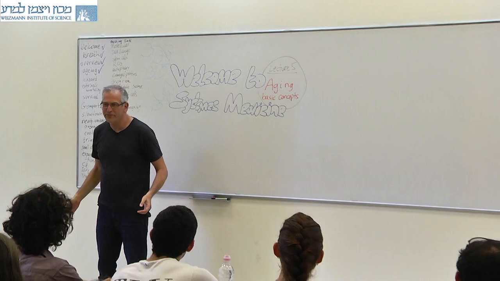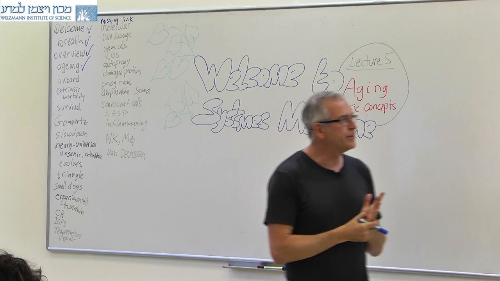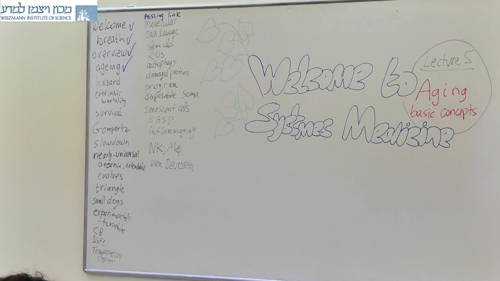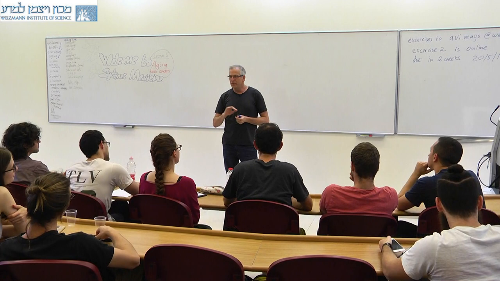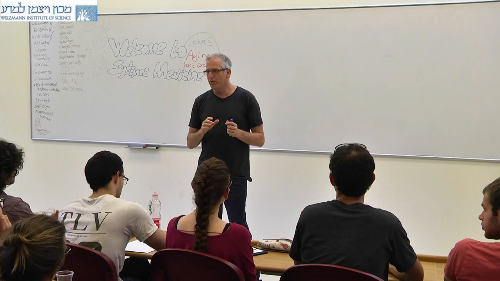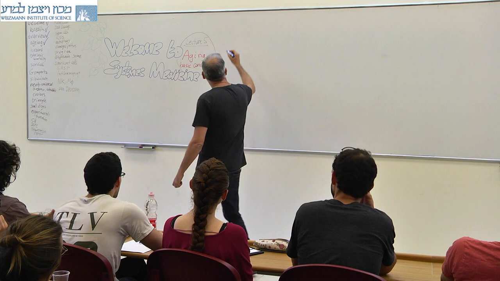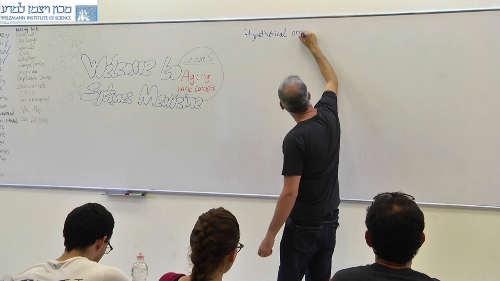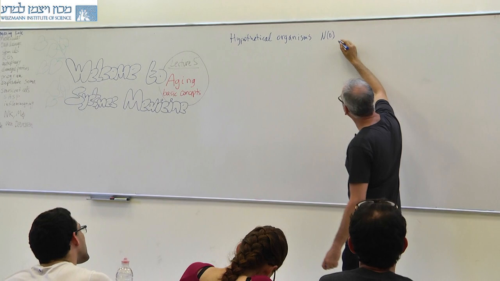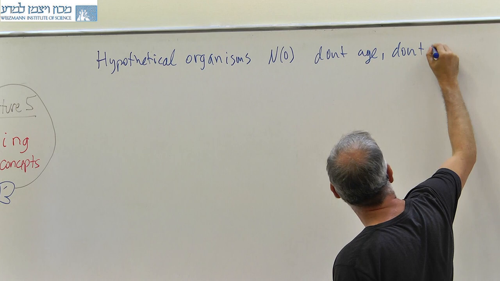And so when we talk about aging, I want to begin with an example which doesn't have aging. Imagine there are some hypothetical organisms that don't age. They stay the same. Let's also say they don't reproduce. They don't age and they don't reproduce, and they're living on an island somewhere. Let's say we start with N of 0, the number of organisms, at t equals 0. They don't age, they don't reproduce. What do they do?